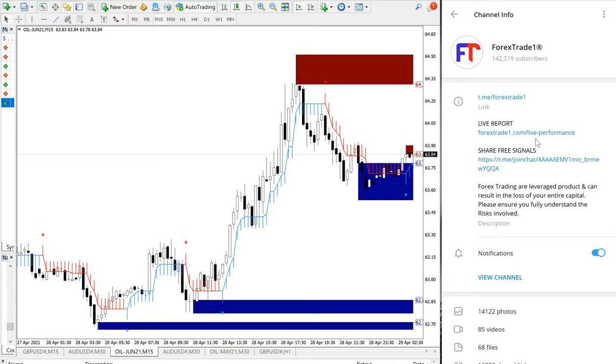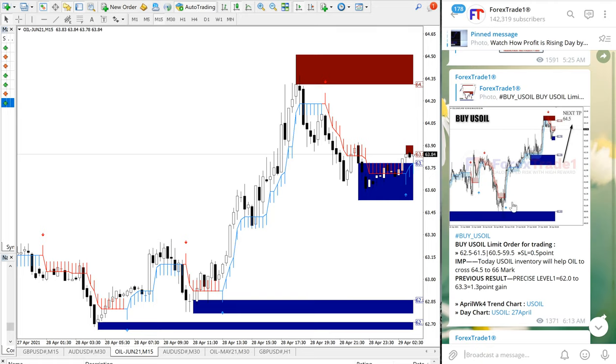And also you can check on our website forextrade1.com/live-performance. This is the direct link to our performance records, where you will see all the performance records of our previous signals, how they performed, whether they hit the SL or made the profit. All the records are there with verifiable links of Telegram and Twitter as well. So you can check the timestamp and check it by yourself.